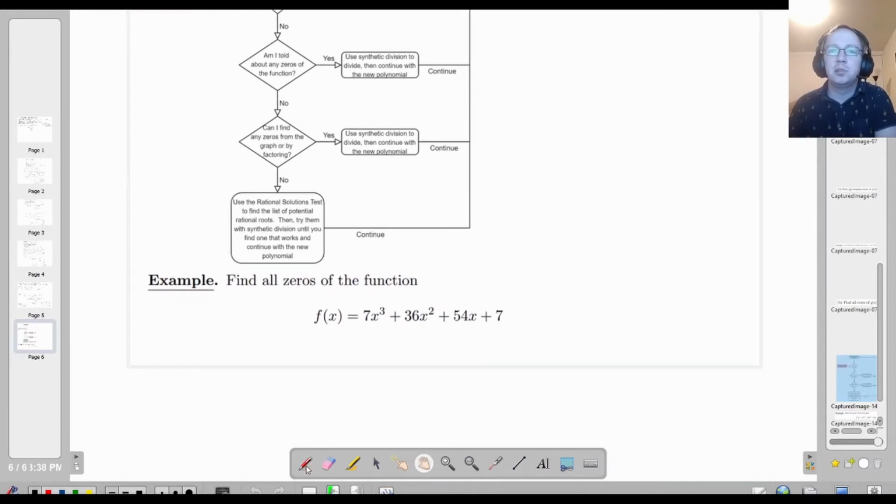Okay, if you're just getting to this point for the first time, try out the rational solutions test for yourself. Right, come up with P and Q. Think about all the options for plus or minus P over Q. Try them out till you find one that works. Okay, so if you're at that point, go ahead and pause the video, try that out, then unpause and pick up from there.